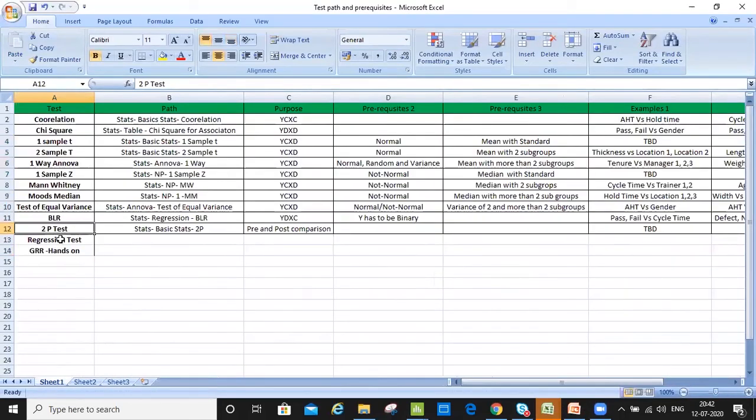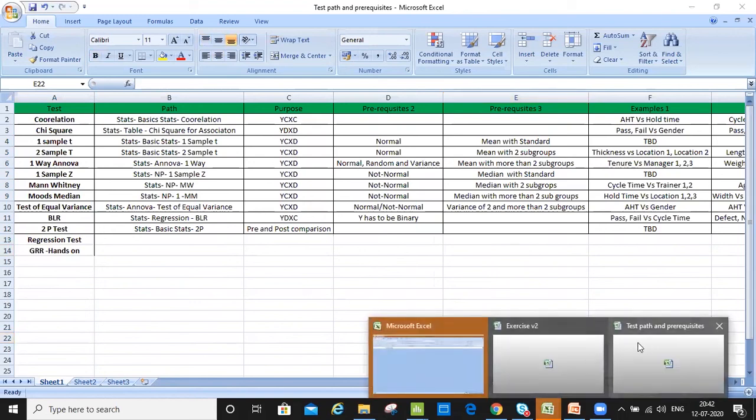Okay, so now the regression test is also done. Now we are left with the gauge R&R hands-on exercise that we have done. So let's do that, and I will just repeat about the gauge R&R as well, so that we all can relate to what we discussed last week.